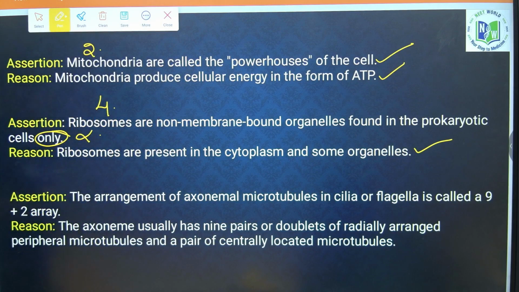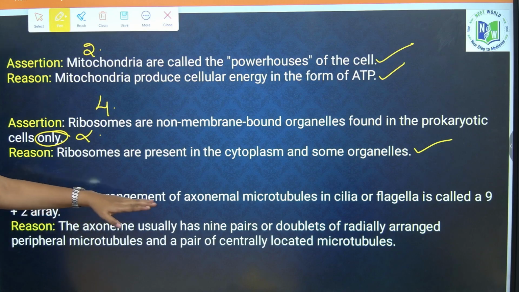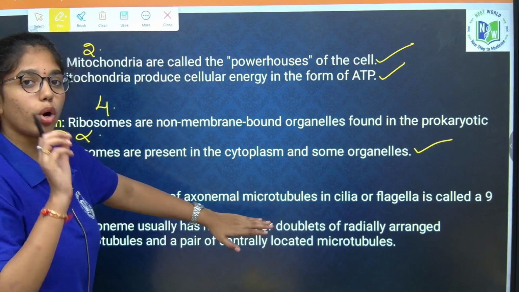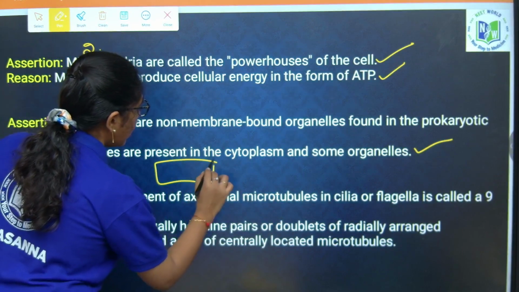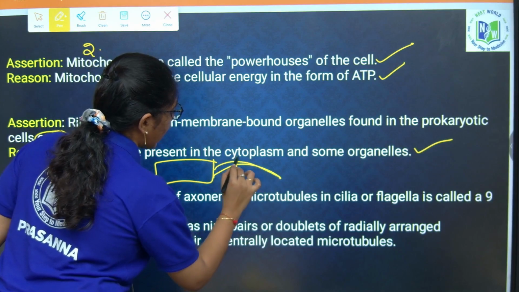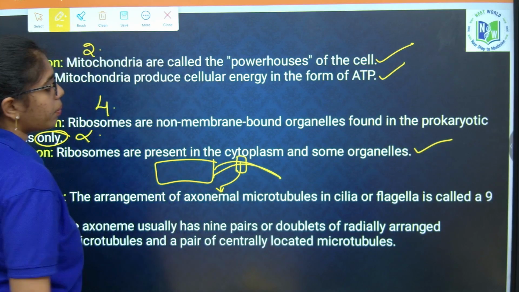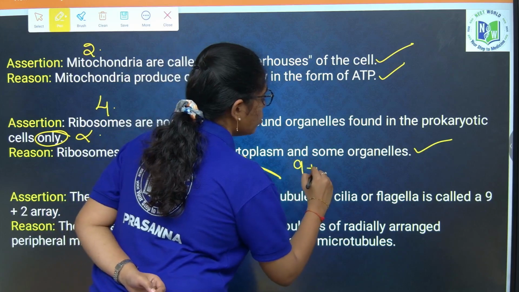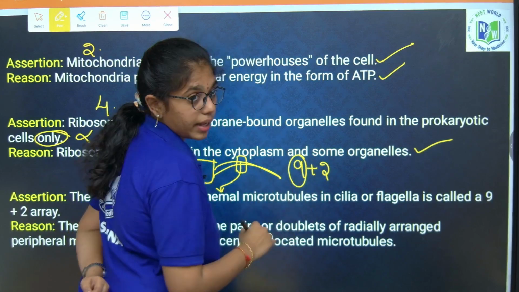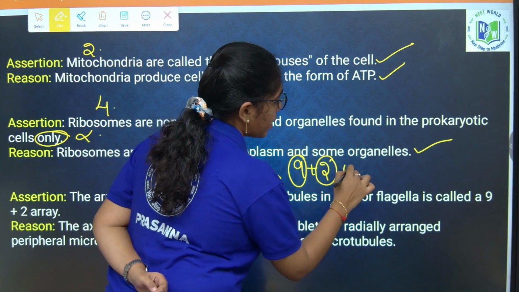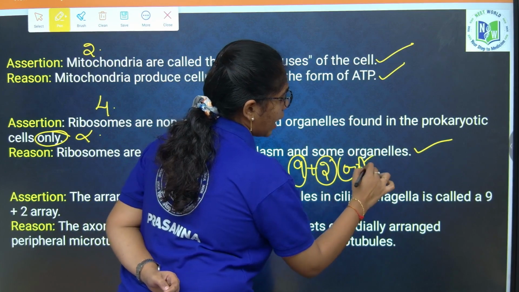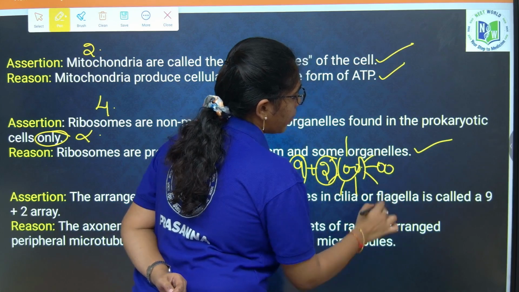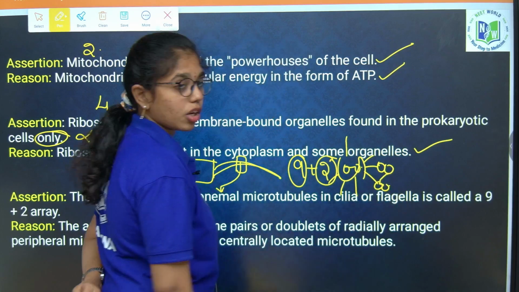Okay. Next question, last question. The arrangement of axonemal microtubules. What is the axoneme? The core of the flagella. The axonemal microtubules in cilia and flagella are in what form? 9+2 arrangement, where 9 peripheral doublets and 2 central microtubules are arranged, and in the periphery we have 9 peripheral doublets like this.